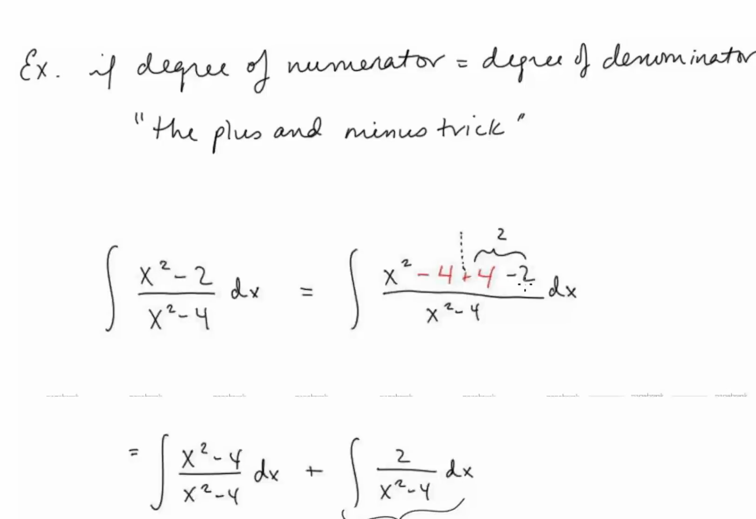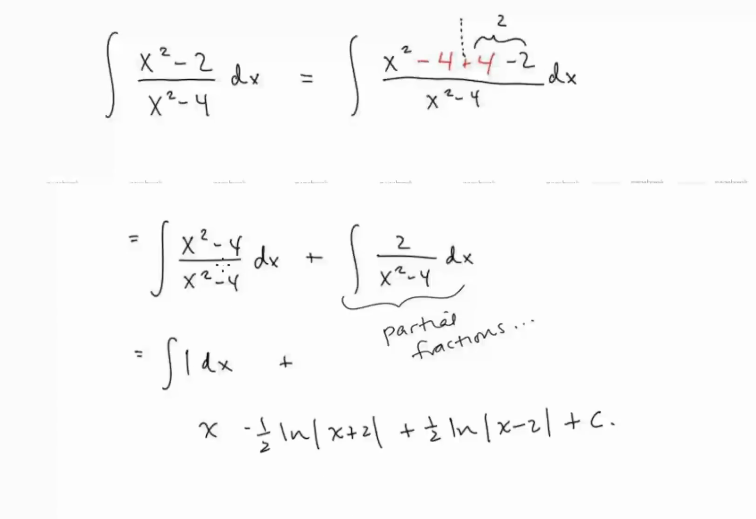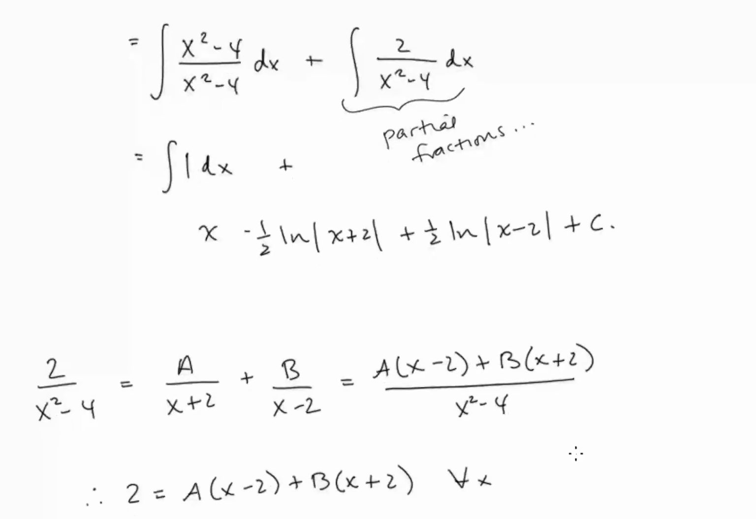And now let's write this as two fractions. X squared minus 4 over x squared minus 4 plus, this simplifies to a 2 over x squared minus 4. Now we've got the sum of these two fractions. On the left we just have 1, and that integrates to x. And here we have a partial fractions problem. And so here's our solution, and let's take a look at how we get there.